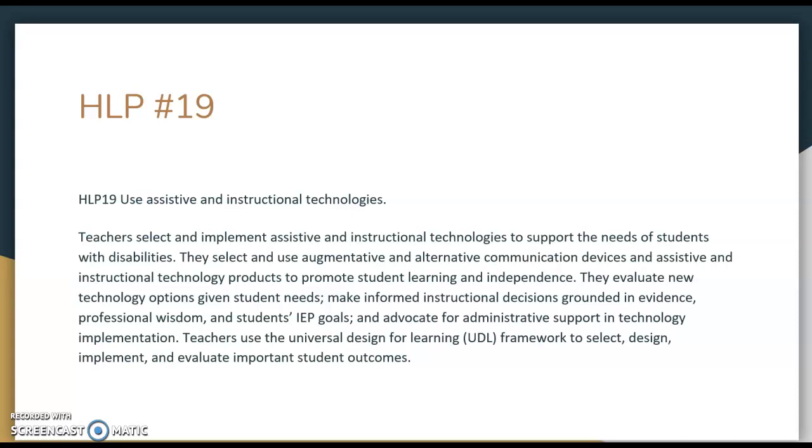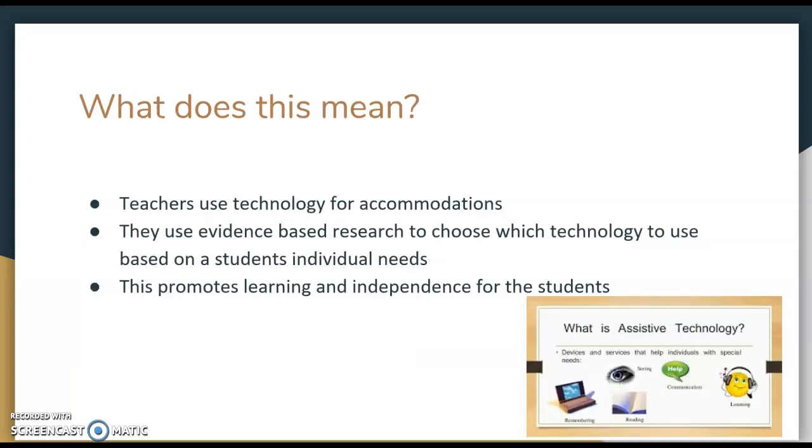Teachers use the Universal Design for Learning, or UDL, framework to select, design, implement, and evaluate important student outcomes. So what does this mean? Basically, teachers use technology for accommodations. There are multiple different options you can use, and they use evidence-based research to choose which technology to use based on a student's individual needs. And these technological assistances promote learning and independence for the students. Again, they're choosing them based on the disability of the student and what will work best to assist that disability.